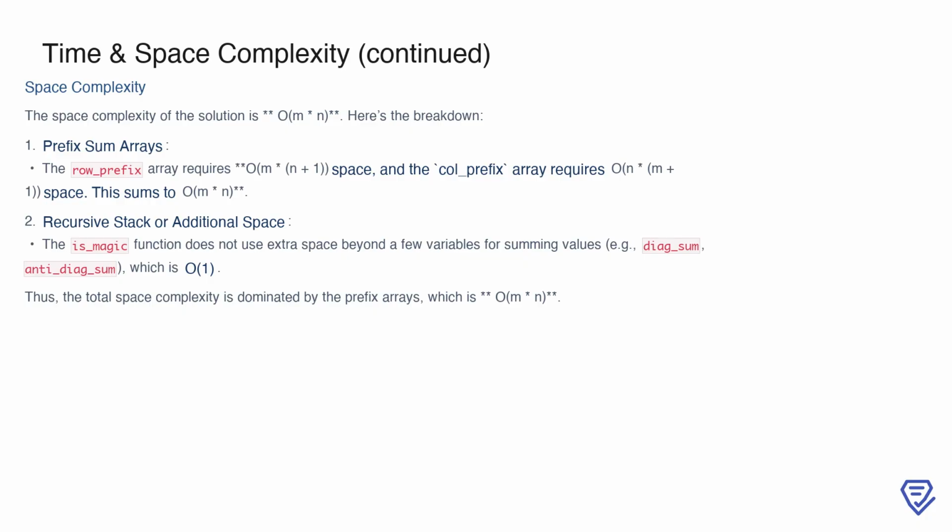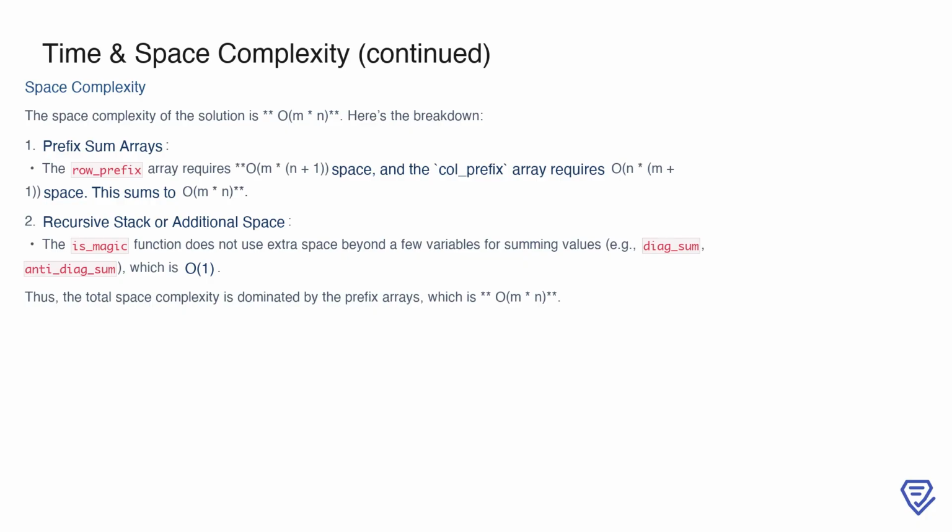The space complexity of the solution is O(m * n), and this is primarily due to the storage of prefix sum arrays. Specifically, the row_prefix array requires O(m * (n + 1)) space, and the col_prefix array requires O(n * (m + 1)) space. Together, these add up to O(m * n).